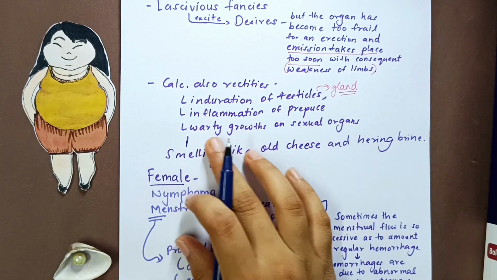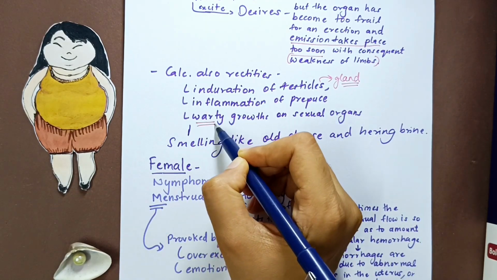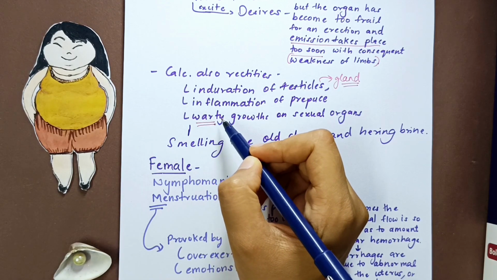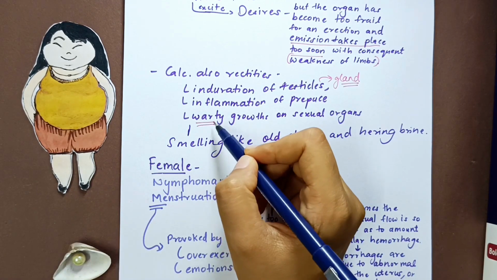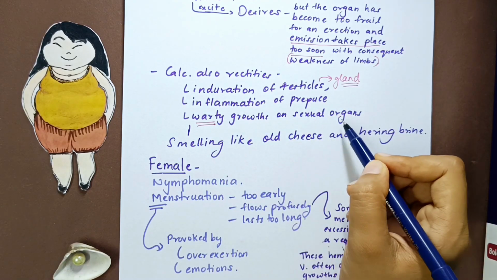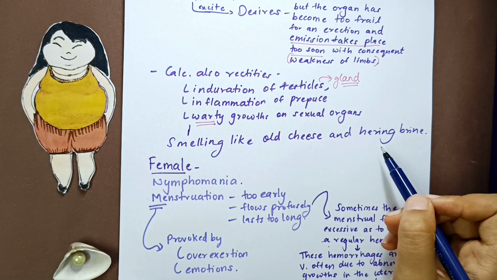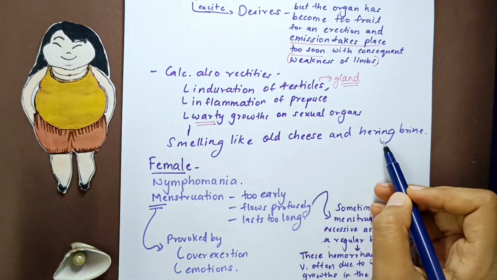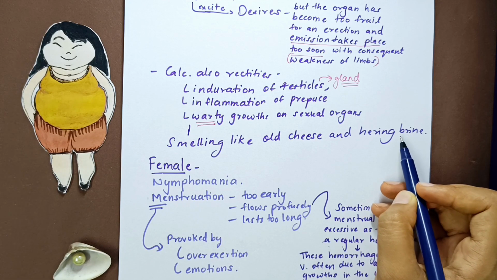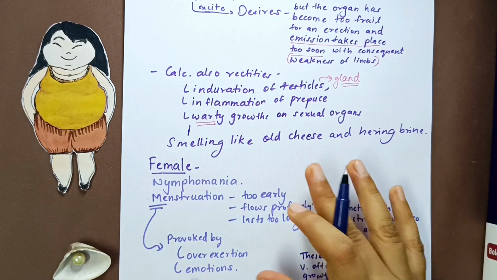Inflammation of the prepuce and warty growths on sexual organs. So warty growths, we have talked about warts in the dermatological section. We've talked about it when we were talking about the skin of Calcarea. Now these warts are also present on the sexual organs, and they smell like old cheese and herring brine. So our Materia Medica is full of different kinds of smells. Horse's urine smell, old cheese smell, herring brine smell. Now we obviously haven't smelled all of these, so maybe we should go and do that so that we can understand these symptoms, right?